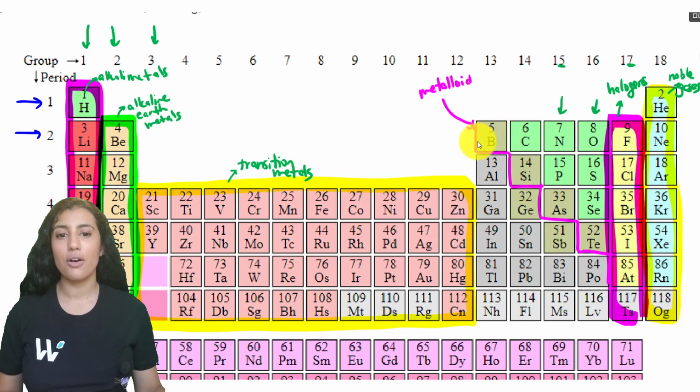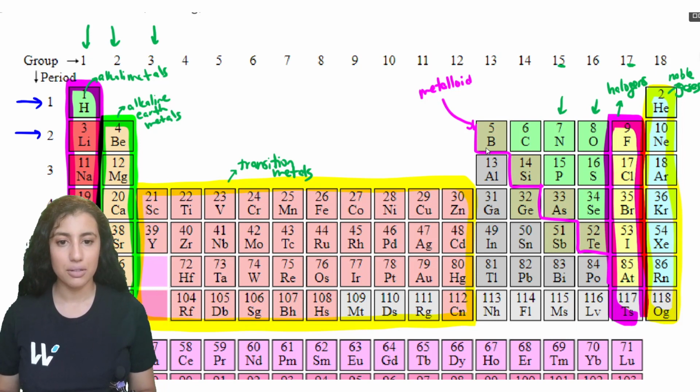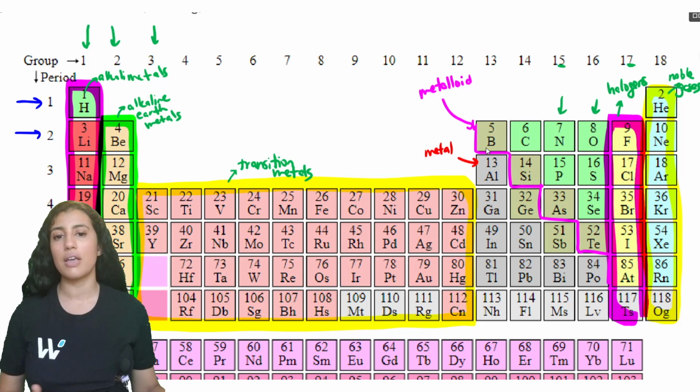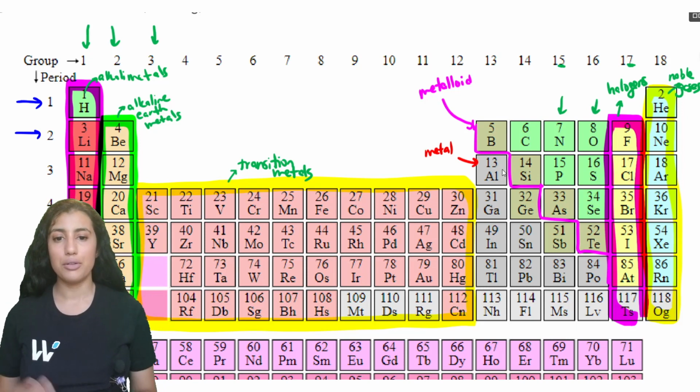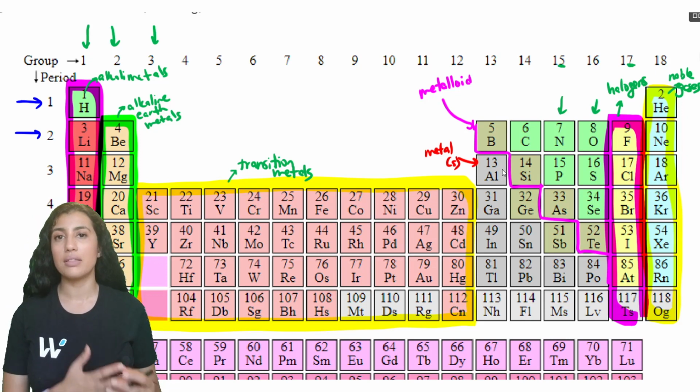Now notice that they are all colored in this color, but on your exam you're not going to see this nice colorful periodic table. So what I want you to remember is that aluminum is a bit of an exception. It touches the staircase, so you might think it's a metalloid, but it's not. Aluminum is a metal. It's not a metalloid. But everything else that touches the staircase is a metalloid. And you can just remember that because aluminum is a solid, so that'll help you remember that it's a metal.